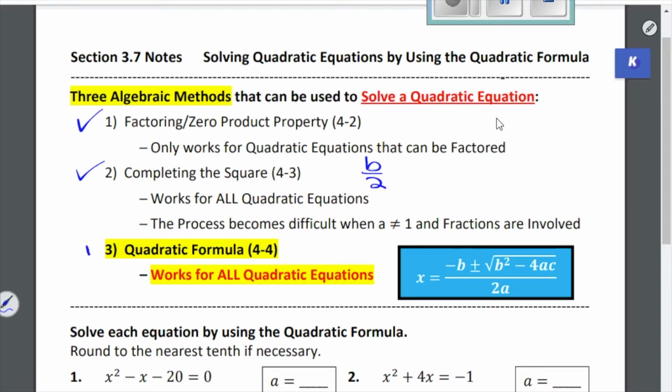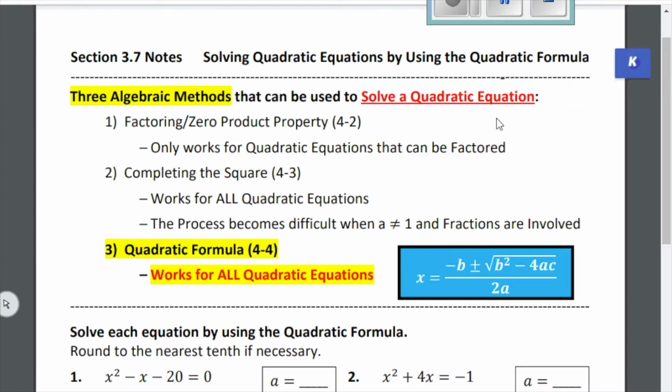The quadratic formula is what we are going to talk about today, and it works for all quadratic equations all the time, no matter what. And if you prefer to use this method every single time, that's fine. However, I want you to know, if you use this method and you come out with an integer answer or a fraction answer with no radical left in your answer, that means that quadratic function could have been factored. Just keep that in mind.